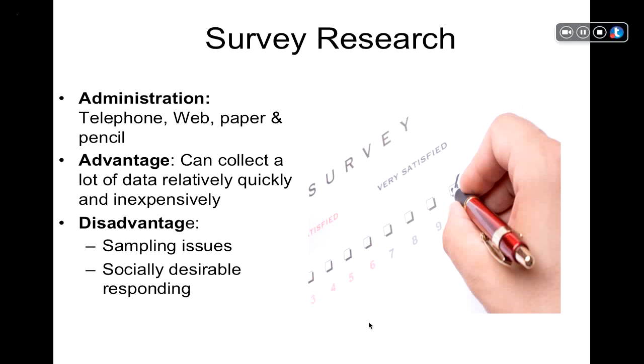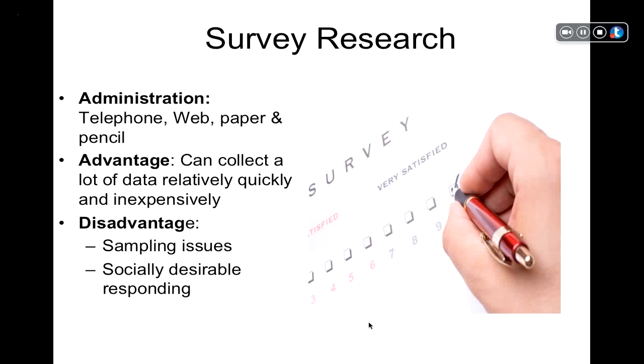The disadvantage includes sampling issues and what's called socially desirable responding. Sampling issues is that perhaps you are interested in polling, for example, the population of prospective voters, and just by chance you happen to get 80% Republicans in your sample. Well, that would skew the data. So you've got to be really, really systematic in the way that you go about obtaining your sample. Socially desirable responding has to do with the honesty of the respondents' responses.